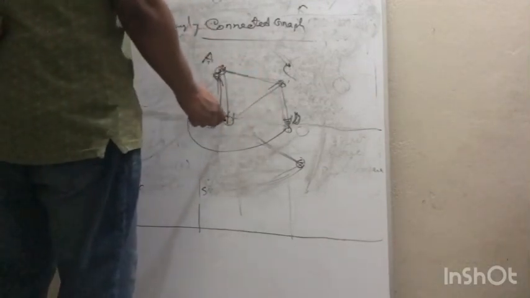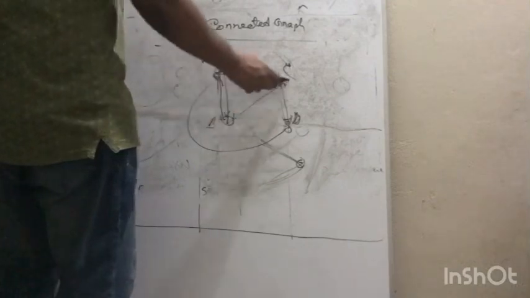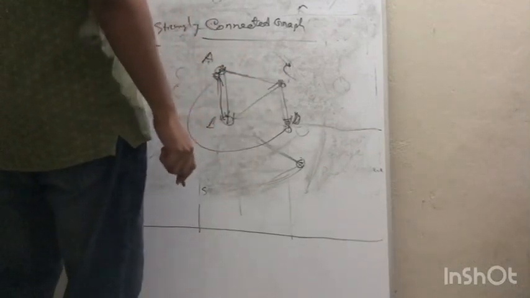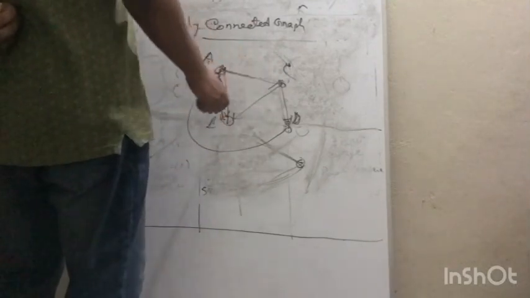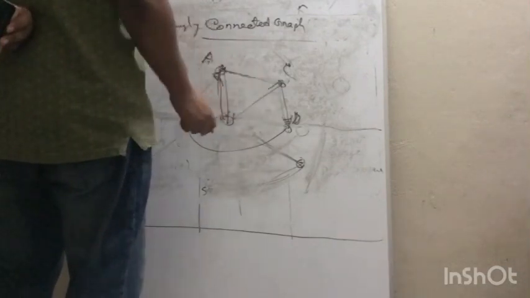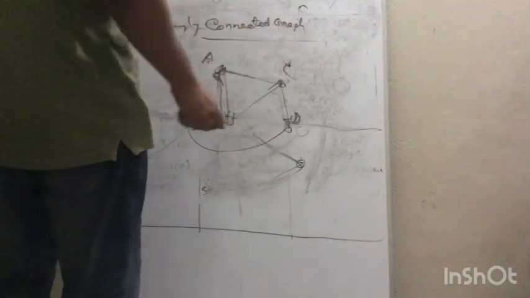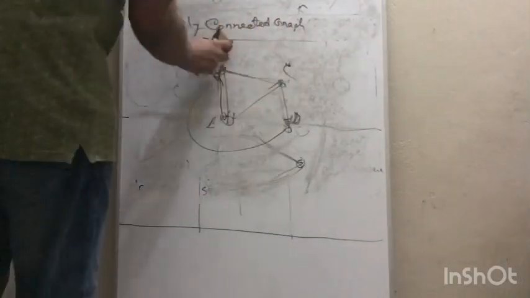Okay, B to C, any path? B to A to C, yes. C to B, yes. B to A, yes. B to C, yes. B to A to C to D. So this is a strongly connected graph.